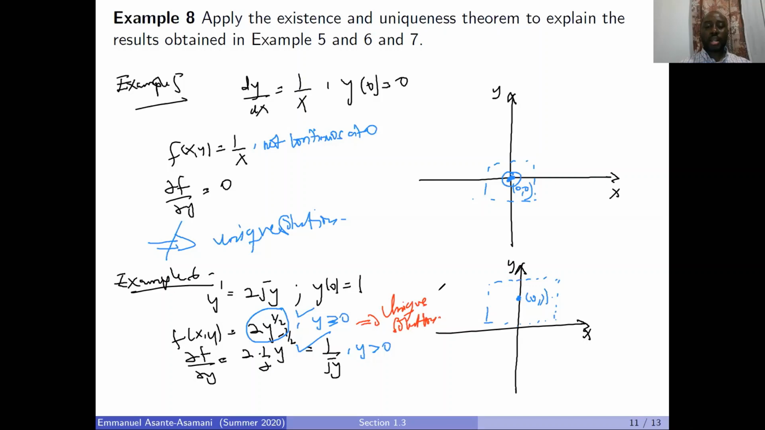Okay, and that's exactly what we found out. We found one and only one solution for that initial value problem. Okay, which is the best case scenario for mathematical modeling, that there's only one function that dictates the dynamics. All right, what about the final example?